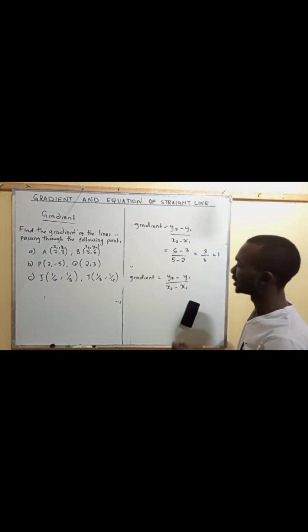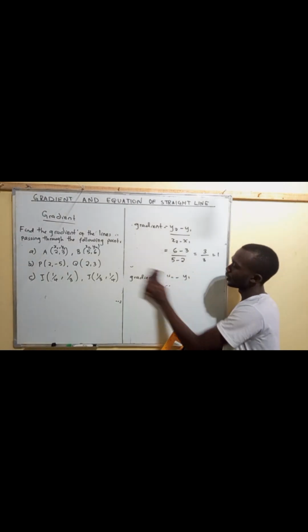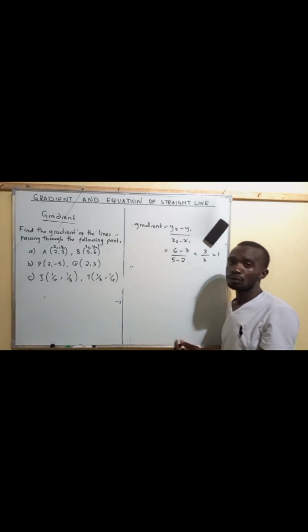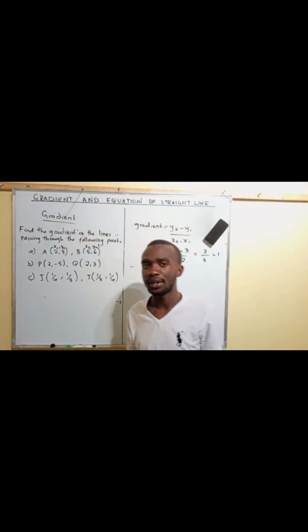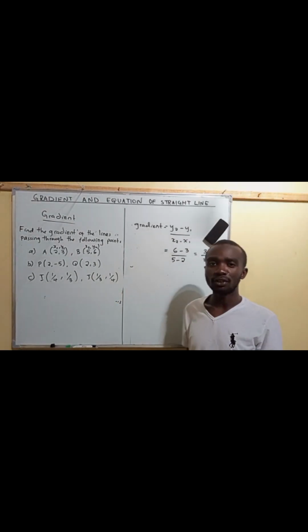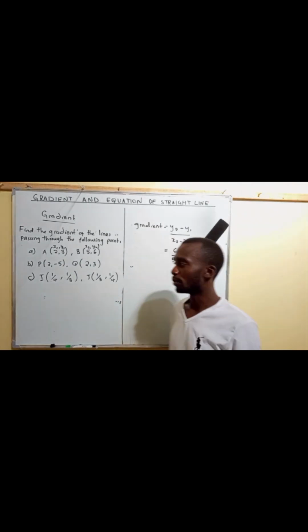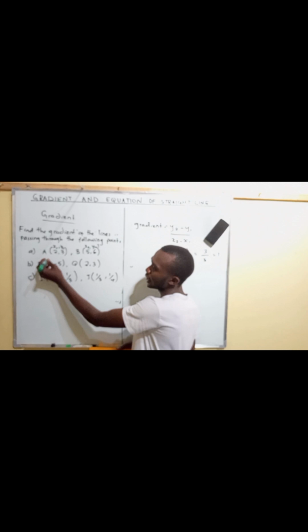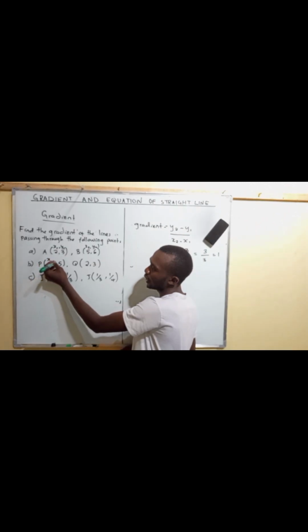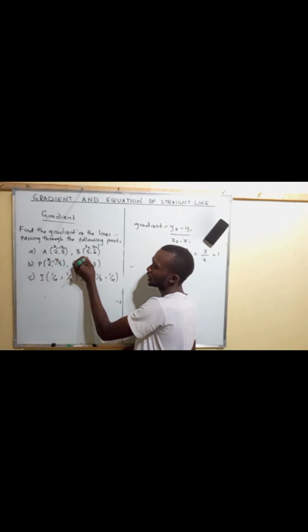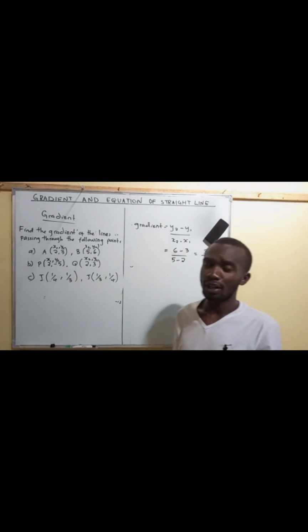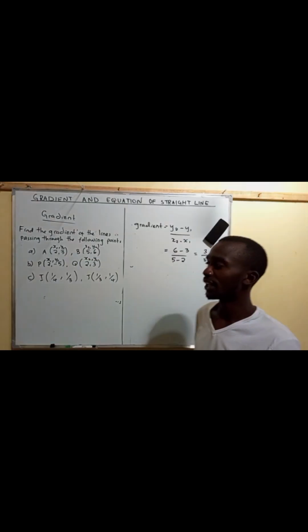Now let me go to the next example, points P and Q. Find the gradient of line PQ. We have the coordinates of point P and the coordinates of point Q. For point P, the x coordinate I call x1, then the y coordinate I call y1. Here is x2, y2. Again, you apply the formula for finding the gradient of a straight line.